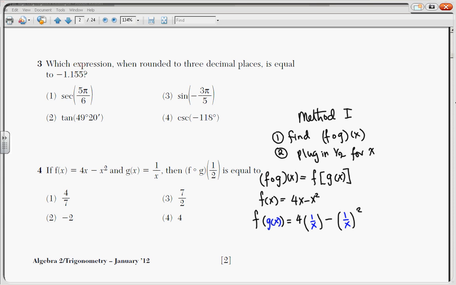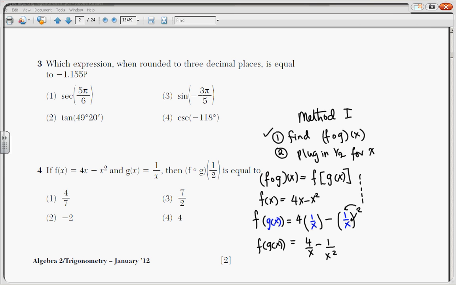All right, let's simplify that. If I simplify it, I'm going to have 4 over x minus 1 over x squared, because 1 squared is just 1, and x squared is x squared. So this is f of g of x. Okay, now I'm done with the first part: find f of g of x. Now what we're going to simply do is plug in 1/2 for x.